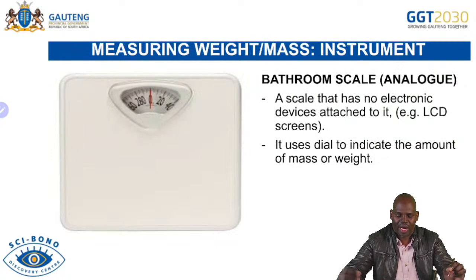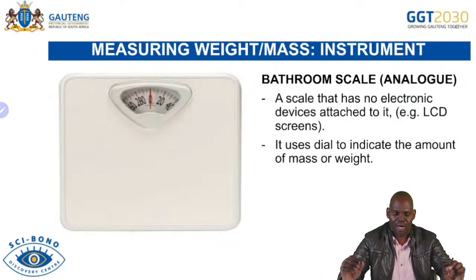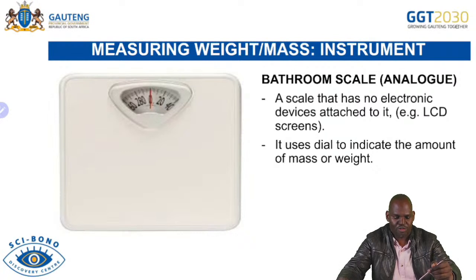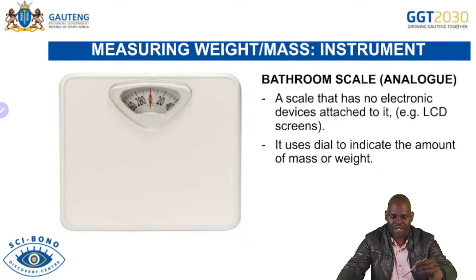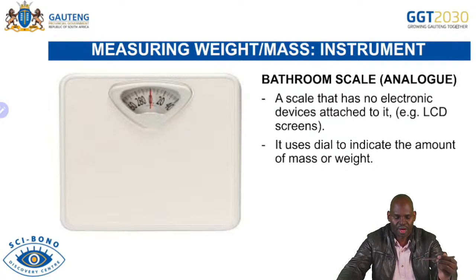Now, again, when we talk about measuring weight or mass, we must also think of an instrument. What instrument are we using to measure weight or mass? Okay. Now, most of you should be familiar with this instrument, that is a bathroom scale. A bathroom scale, so most of you should be familiar with this one.